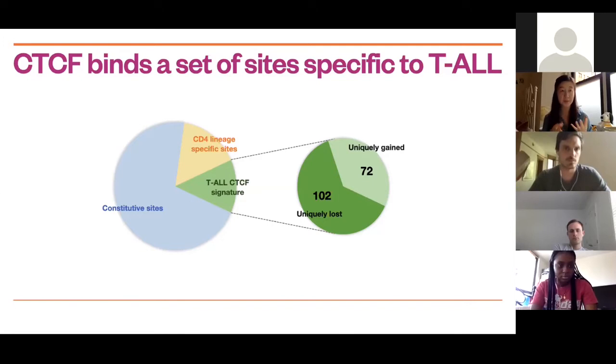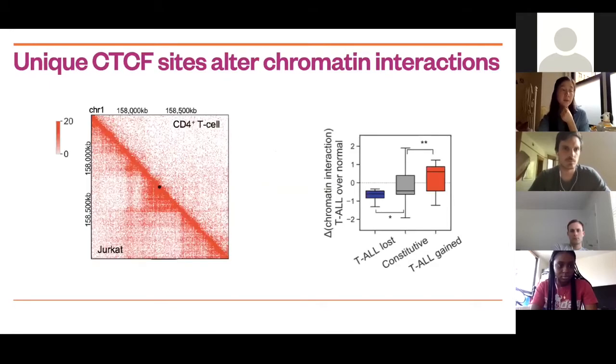We think the specificity might allow for some room for targeting here. And we also found that these unique CTCF sites actually do something. As I mentioned before, CTCF regulates looping interactions. So if we find unique sets of CTCF sites in leukemia, the logical inference is that these unique sites are probably changing the landscape of chromatin interactions. And that's basically exactly what we found.